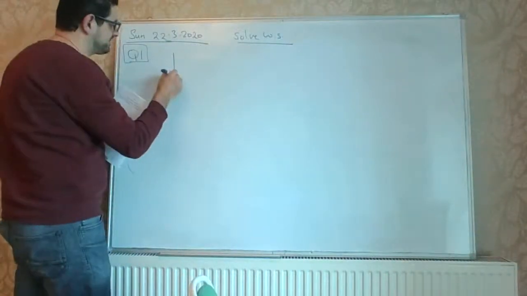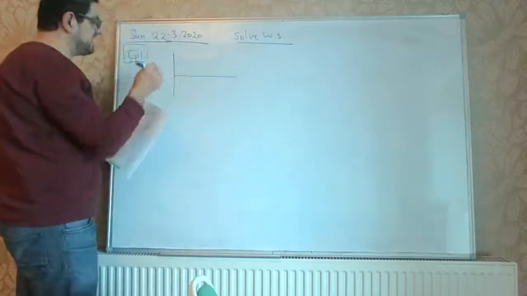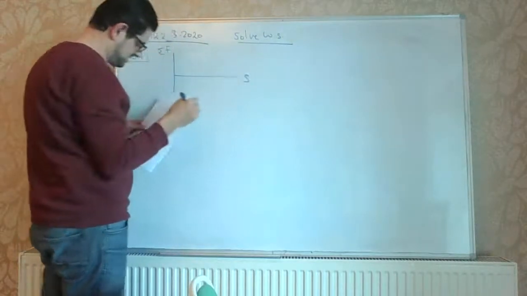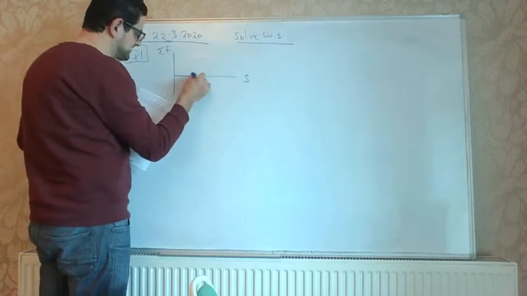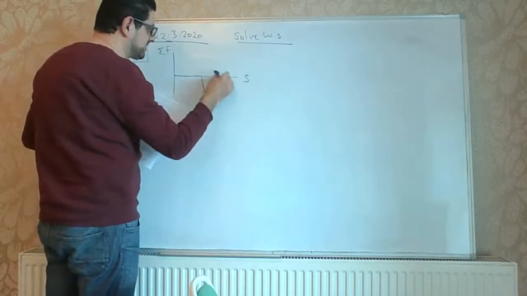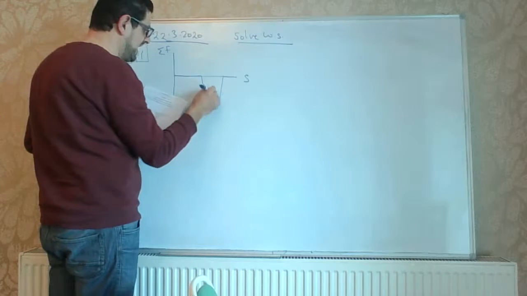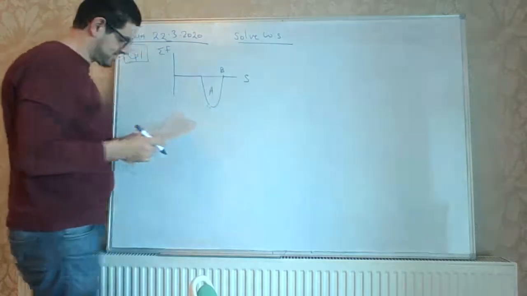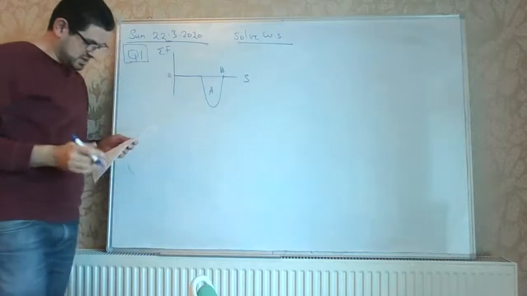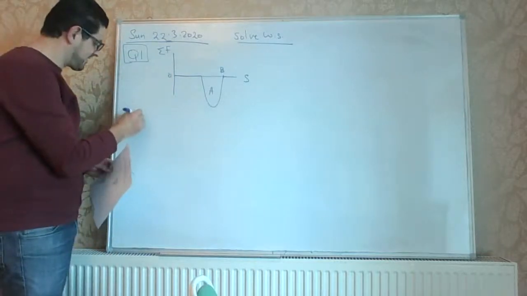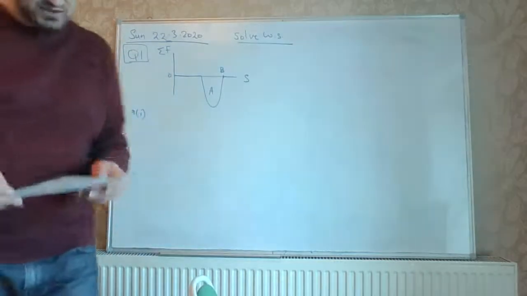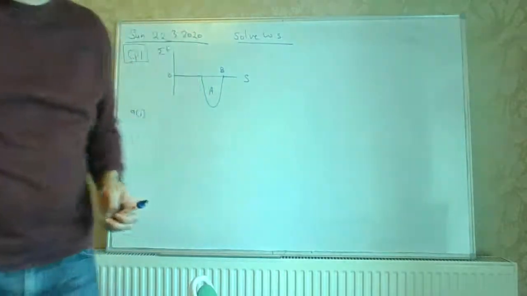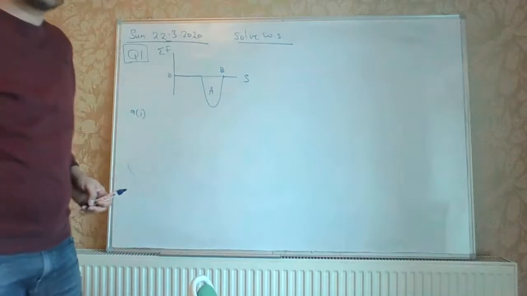We have here resultant force, here we have displacement. The drawing is like this, then becomes like this, then becomes like this. This is A, this is point called B. This is the 0. Now, part one: state what is represented by the area A. What does area A represent?